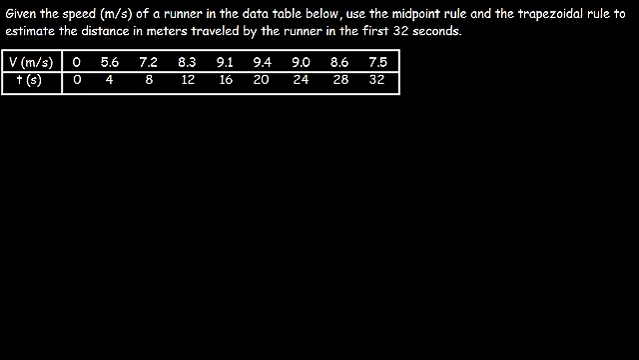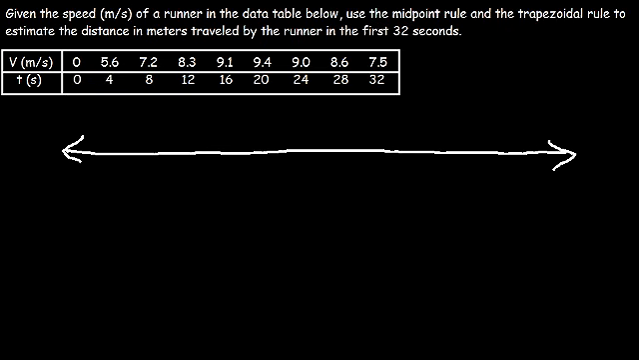Given the speed of a runner in the data table below, use the midpoint rule and the Trapezoidal rule to estimate the distance in meters traveled by the runner in the first 32 seconds. So let's start with the midpoint rule. Let's make a number line. Now for the Trapezoidal rule, notice that there's 9 points, so the n value should be 8. But for the midpoint rule, we have to use half of this particular n value. We need to use 4.